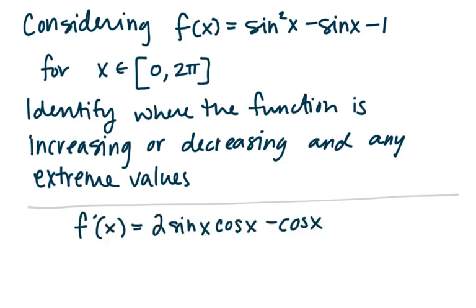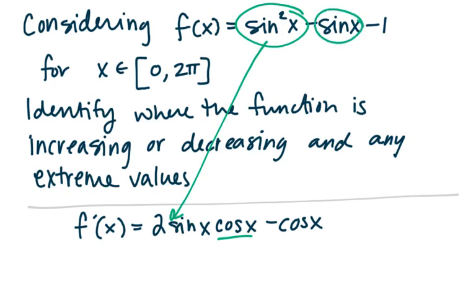So my first derivative here is 2 sine x cosine x minus cosine x. The derivative of sine squared becomes 2 sine x to the first power, but then we have to take the derivative of the inside, so the derivative of sine is cosine. That's our chain rule. And then the derivative of sine x becomes minus cosine. The derivative of 1 is 0.